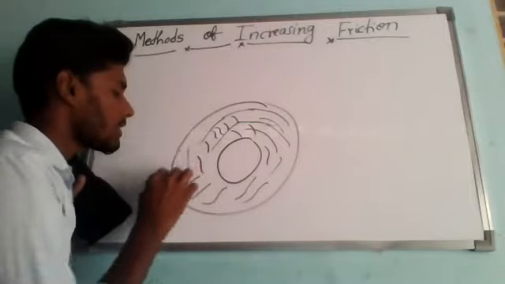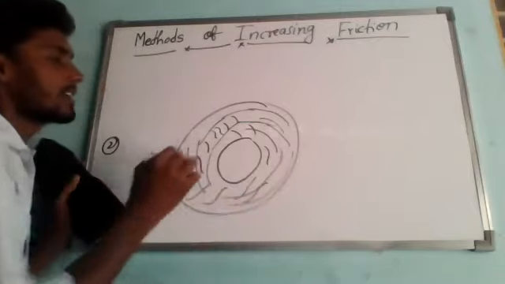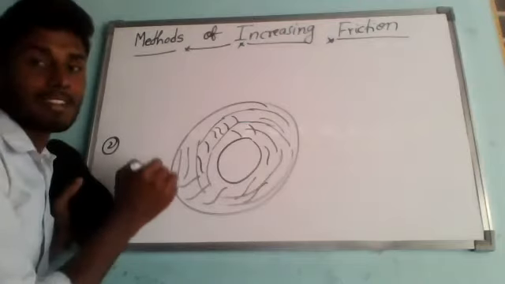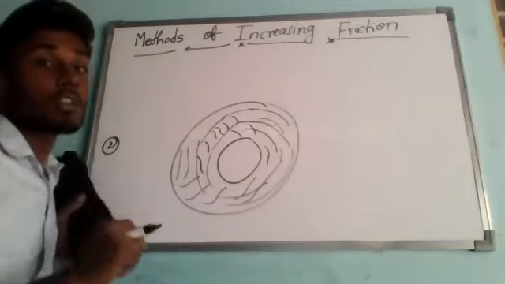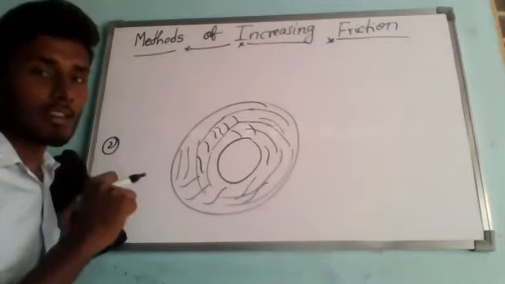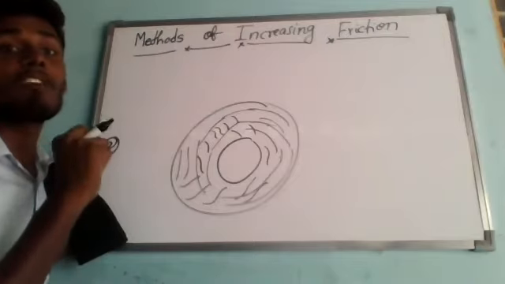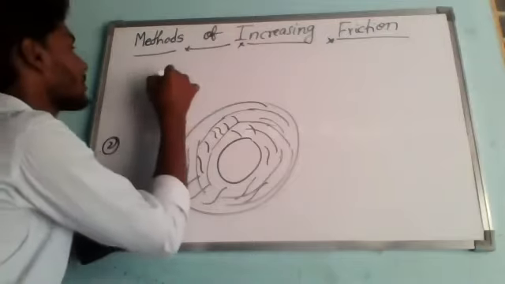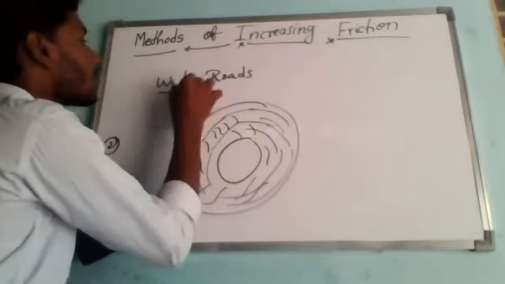These grooves in the case of tires are called treads. These treads will give you a better grip. So that is our second one. Treads are made in the tires of vehicles to increase friction and prevent skidding of vehicles on wet roads. That is our second heading, wet roads.